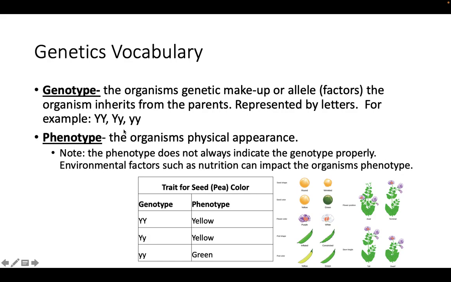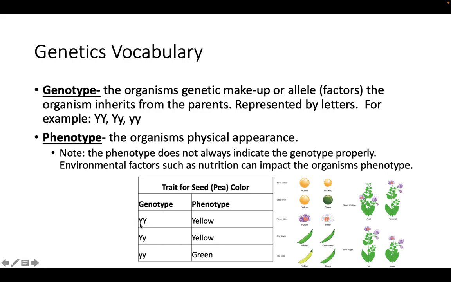Phenotype is the physical, notice that it's the physical appearance. Both of them start with PH, so hopefully that will help you remember what's what. And the phenotype does not always indicate the genotype properly. So we can have environmental factors that can affect a phenotype. Generally, genetics controls the majority of it, but the environment could also affect it.